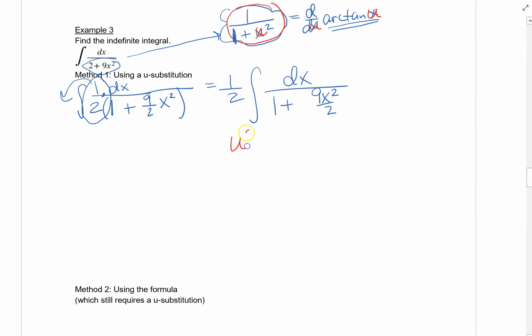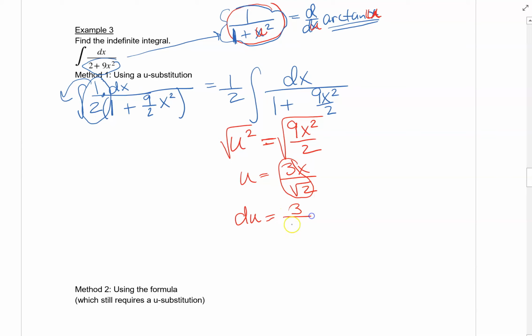Okay, so for me to be able to replace 9x squared over 2 with u squared, I just make them equal to each other. If they're equal, then I can swap this out for u squared. But then the question is, what's u? We've got to know what u is at the end when I'm doing arctan u. Well, it would just be the square root of all this, so 3x over the square root of 2. So then if that's u, then du would just be this constant being multiplied to x, 3 over square root 2 dx.